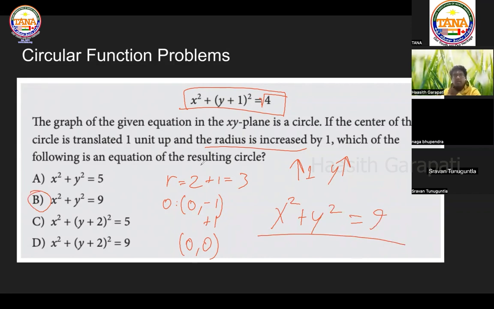Some common mistakes you might have made are doing 1 unit down instead of 1 unit up, in which case you would probably answer D. Another mistake is when they say increase the radius by 1, you might have simply done 4 plus 1, and you might have picked A by accident. For those of you who are confused about the origin, the origin is 0, comma 0. That's why B is the correct answer.